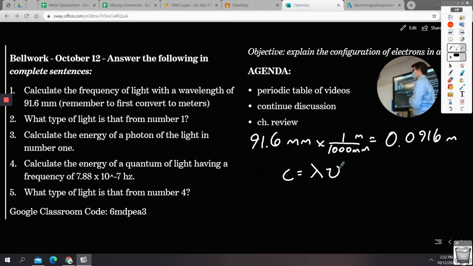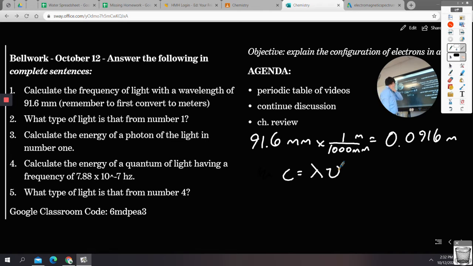Now I manipulate. And what am I trying to find from this equation? Frequency. Good. So how do I manipulate this equation to find frequency? First of all, what do each of these things mean? What's C, Natalie? It's the speed of light in a vacuum, which is measured in meters per second. Good. And what's the lambda? Wavelength. And the nu?